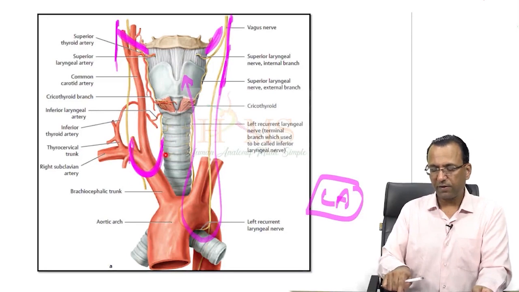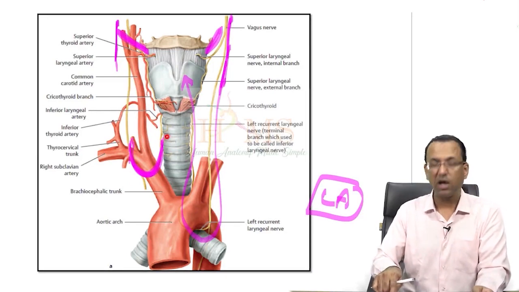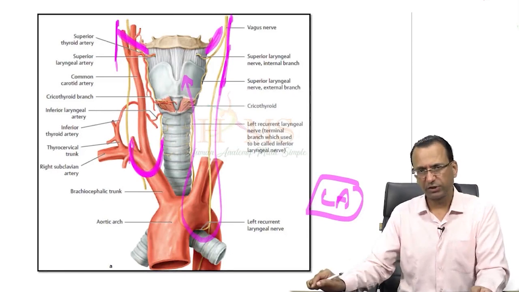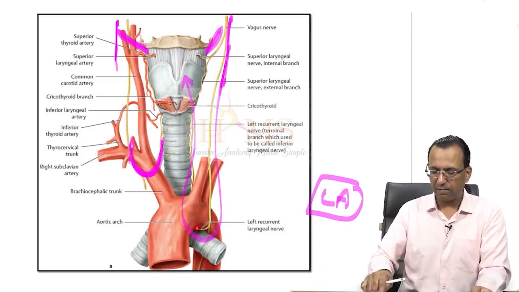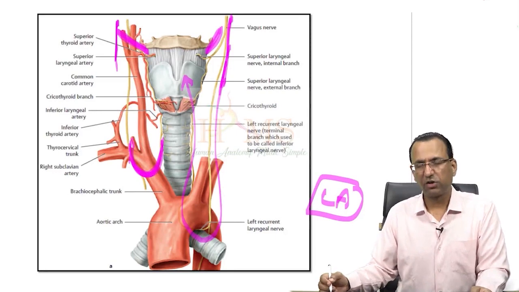It hooks under the subclavian artery in the neck region, runs in the tracheoesophageal groove, and supplies the larynx muscle and the larynx mucosa below the vocal cord. See the difference. The left recurrent laryngeal nerve enters the thorax and comes back from the thorax, but the right remains in the neck region only. Let's draw the diagram now.